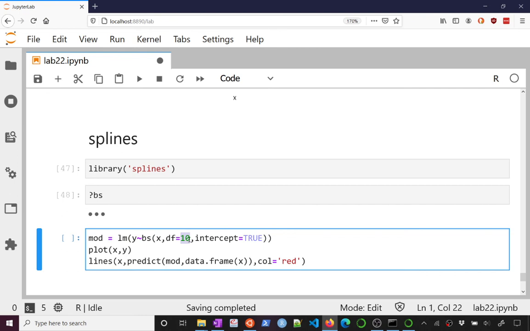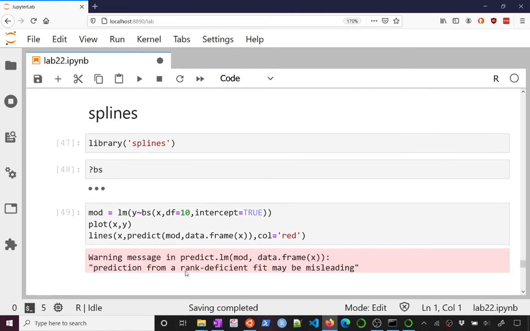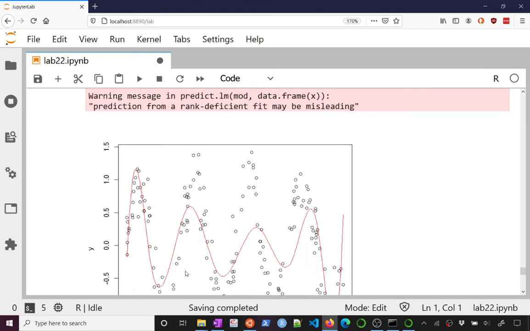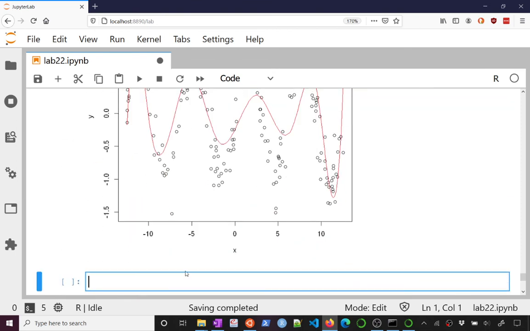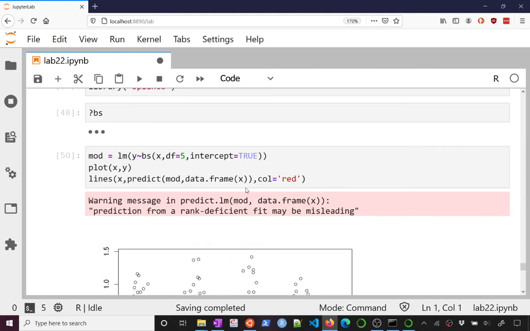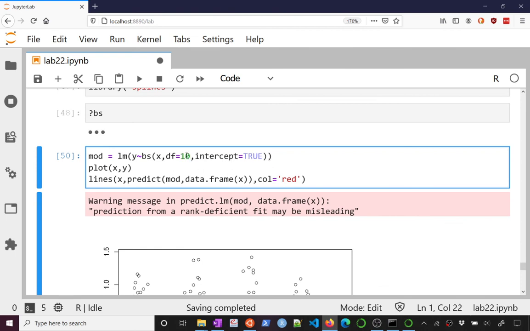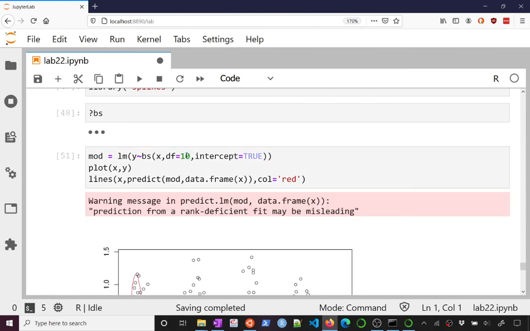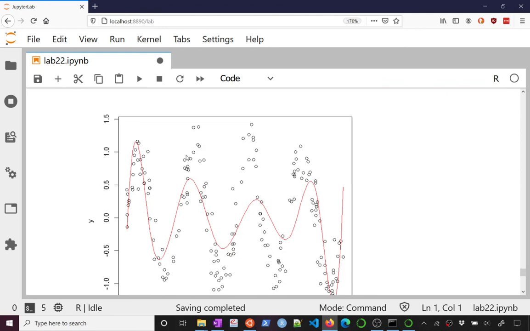You can specify the breakpoints and the degree of the polynomial separately, but this degrees of freedom parameter is pretty good. And you can fit this. Of course, it's going to give me an error here, isn't it? Maybe we should reduce our degrees of freedom. Is that going to... well, I'm not really sure why it's yelling at me there. But seemed to be working decently well.